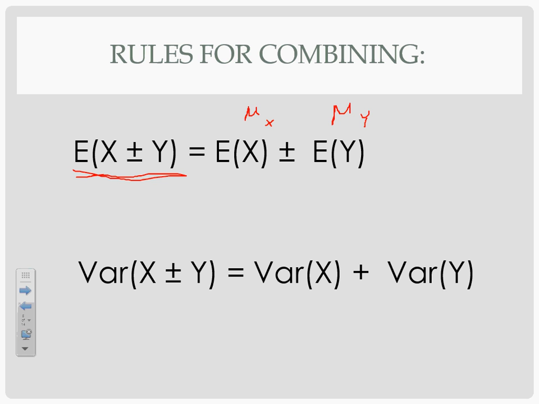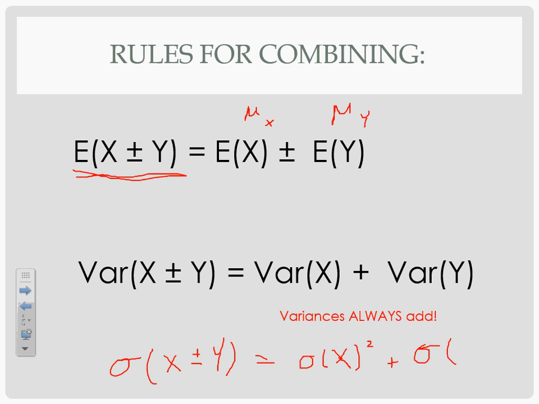To do standard deviation, the one thing we need to realize is we always need to add variance. So to get it back to standard deviation, the standard deviation of x plus or minus y is going to be the standard deviation of x squared, that's the variance, plus the standard deviation of y squared. But what we want to make sure that we do is we come back and we take the square root of all of that, because we converted both the original standard deviations into variance. But the big thing to remember, variances always add.